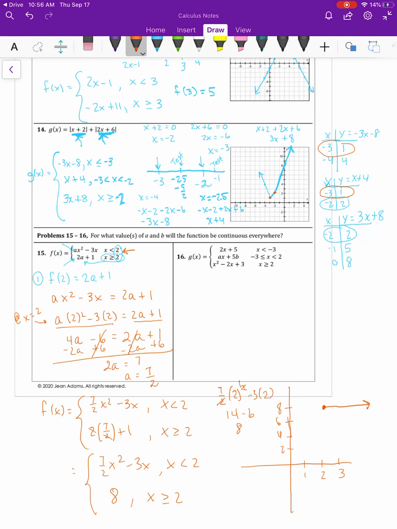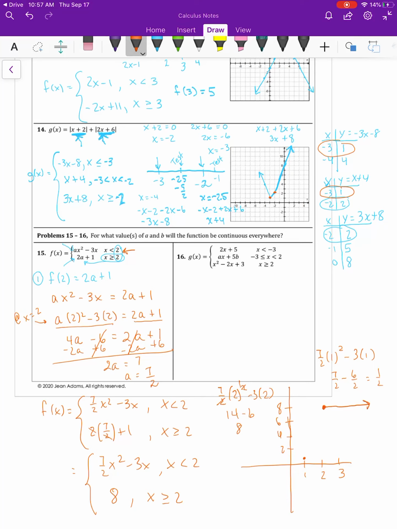And then what do I get if I put a 1 in? 7/2 times 1 squared minus 3 times 1. So 7/2 minus, I'm going to make my 3 6/2. So that's 1/2. Okay, so that's going to be way down here. So 1/2 comma 1. I mean 1 comma 1/2, sorry.